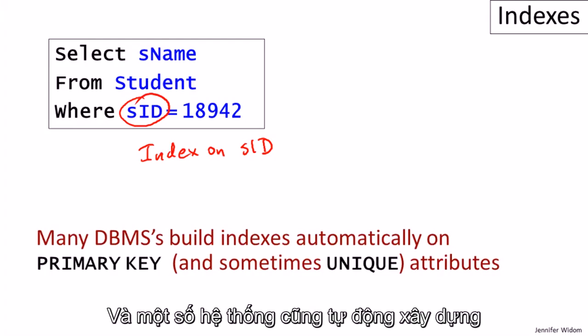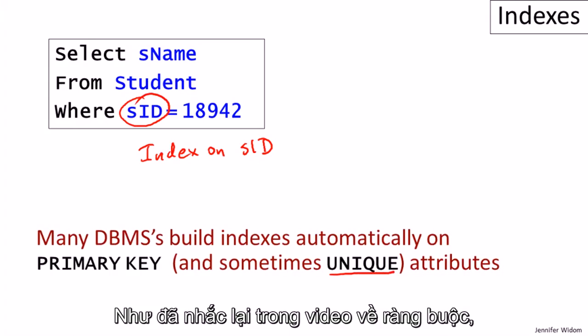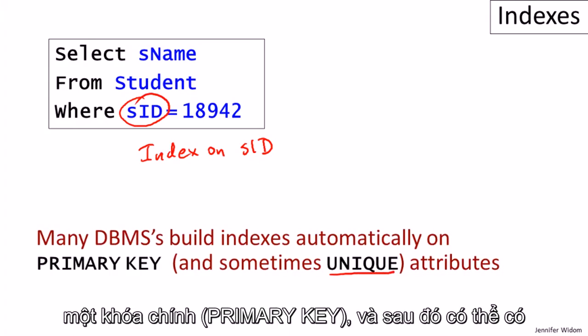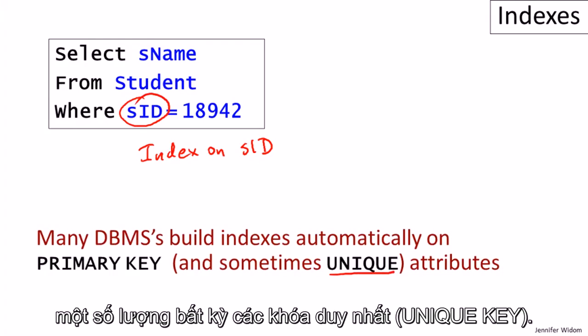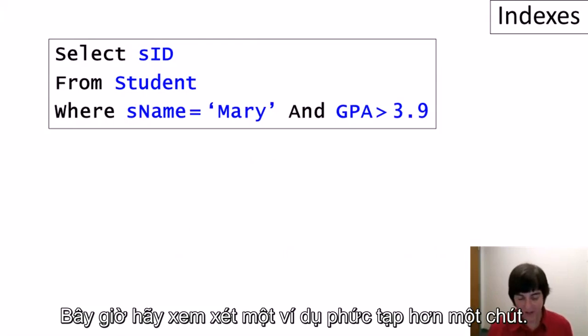And some systems even also build indexes automatically on attributes that are declared as unique. As a reminder from the constraint video, every table can have one primary key and then any number of additional keys labeled as unique. Now let's take a look at a slightly more complicated example.